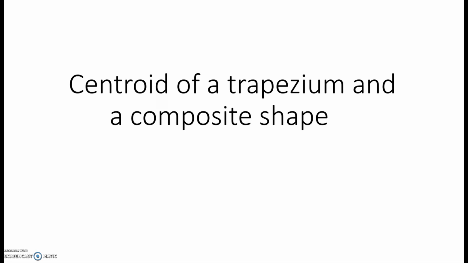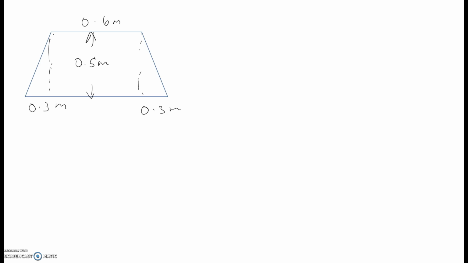This is the second in probably a series of two videos on finding centroids. This one is going to look at finding the centroid of a trapezium and finding the centroid of a composite shape.